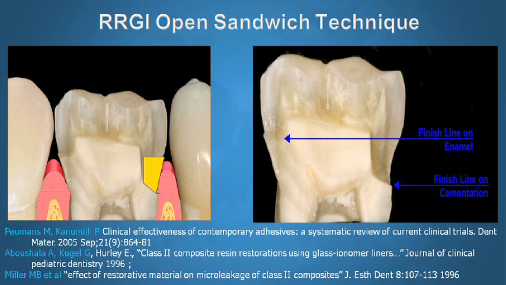Instead of doing a crown lengthening procedure, you may choose to use resin modified glass ionomer in those deep proximal boxes. The benefit of resin modified glass ionomer is that they are less sensitive to moisture, and it also releases fluoride. So some of the research that you see there on the slide shows that in this type of case, resin modified glass ionomer, the open sandwich technique, is very successful.